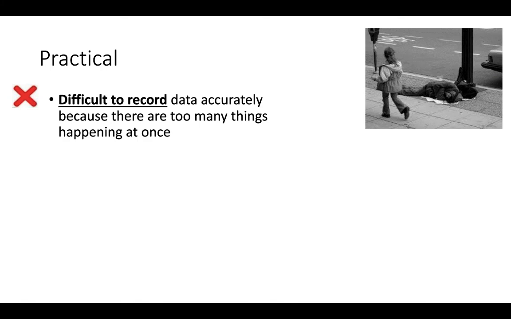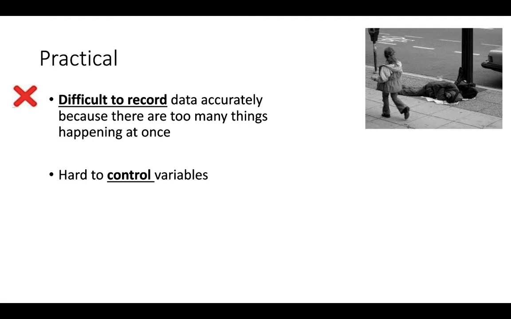Rosenhan's researchers had to write notes to themselves to try and gather all of their data, but did they remember everything? It's really difficult to record data when you're in the natural world. Obviously much easier in a lab experiment because it's all in one room, you can just film it and see everything that's happening at once.